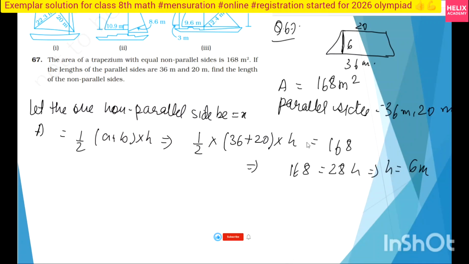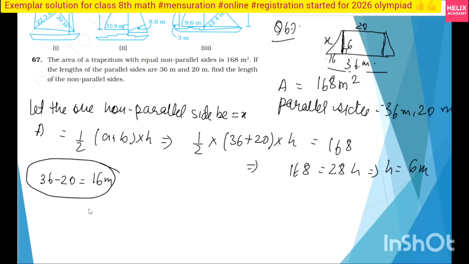So because the height is 6, I know the other side is, if this one is 20, this one is something, and this one I just told x. So this one will be equal to this one, 20. So 36 minus 20 will be 16. You understood? I am putting a perpendicular over here, and I know that this entire side is 36 and both heights will be equal. So I will do 36 minus 20 is equal to 16 meter.